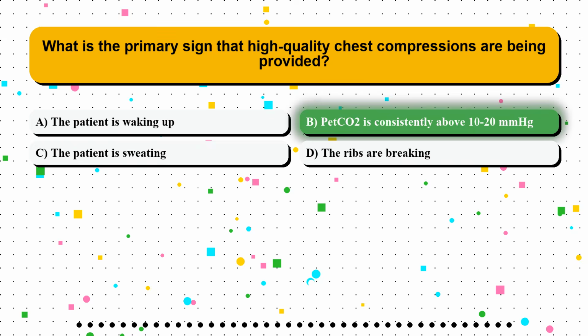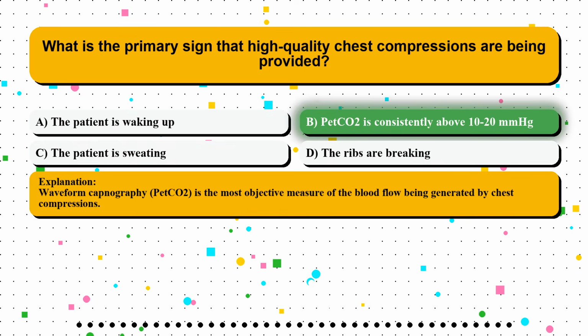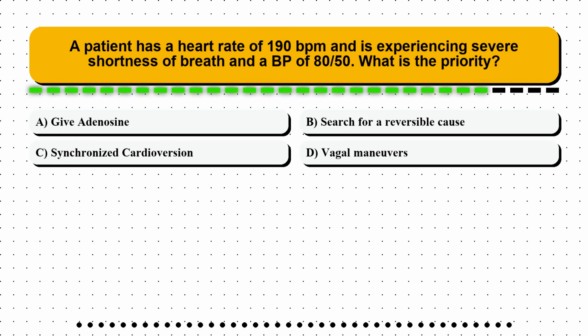The correct answer is option B, PETCO2 is consistently above 10 to 20 mmHg. Waveform capnography, PETCO2, is the most objective measure of the blood flow being generated by chest compressions. Question 30. A patient has a heart rate of 190 bpm and is experiencing severe shortness of breath and a BP of 80/50. What is the priority? Option A, give adenosine. Option B, search for a reversible cause. Option C, synchronized cardioversion. Option D, vagal maneuvers.